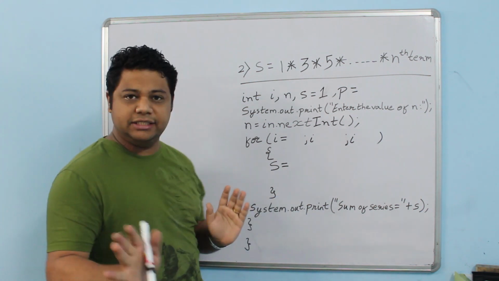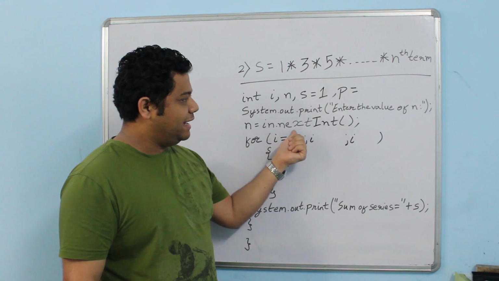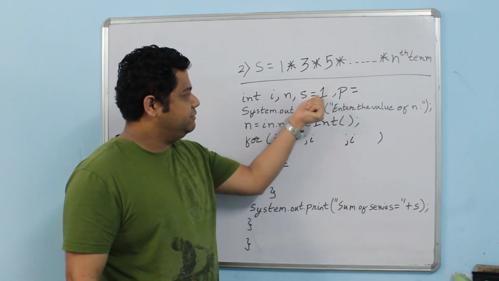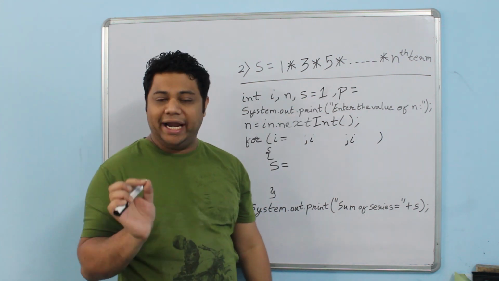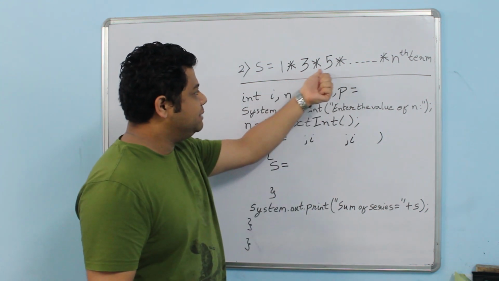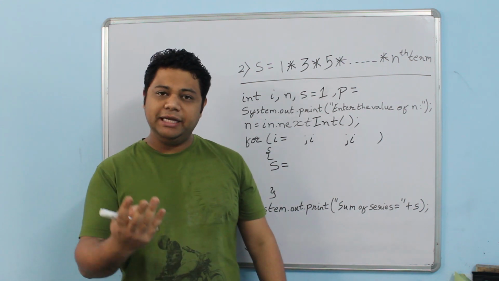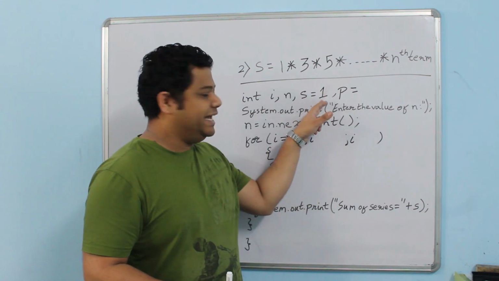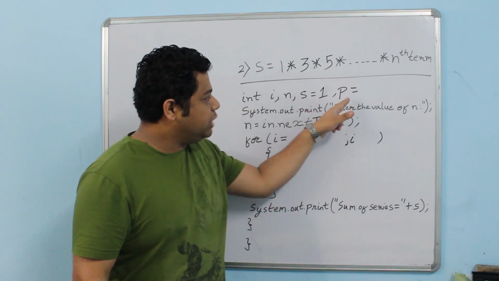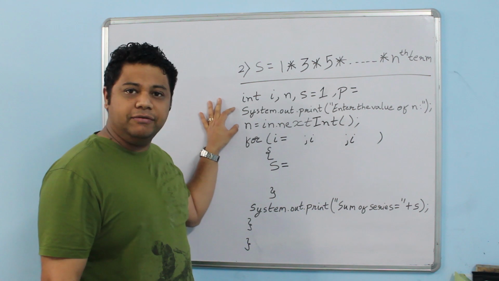Before that, few things I just discussed. We are taking variables like I for the loop, n to take the value from the user, and s we have declared as 1. Now some of you may be thinking, why is s over here 1? Because we are using multiplication. And if you put 0 over there, 0 into any number is 0. So for multiplication, we have to put the value of s as 1. And I have taken one more variable. We will discuss about that later. Over here we are taking the value from the user.